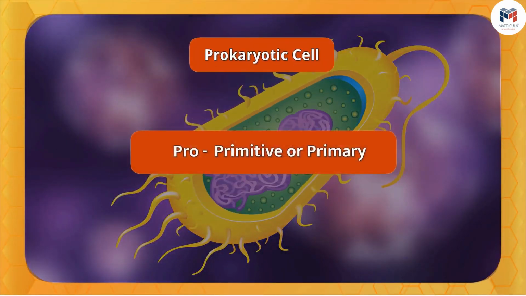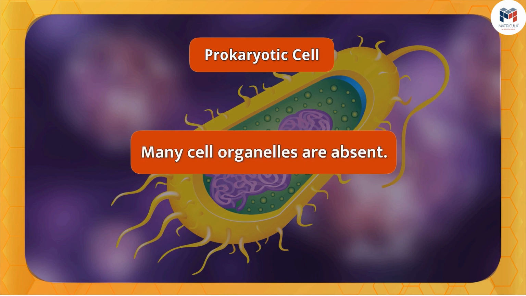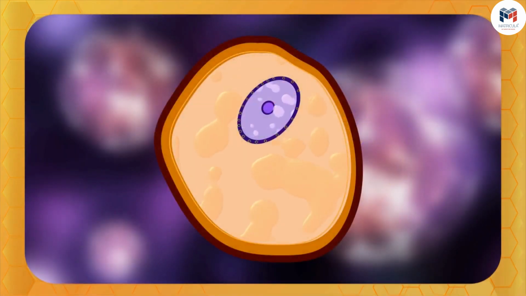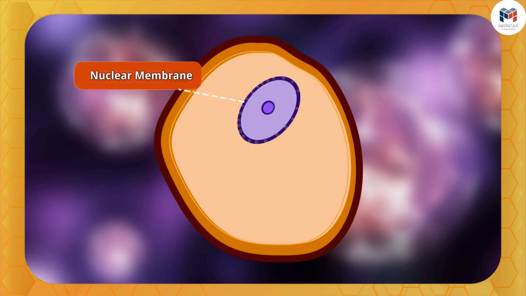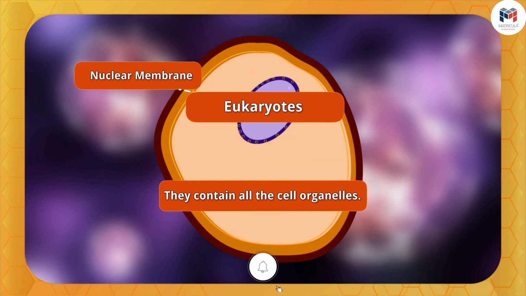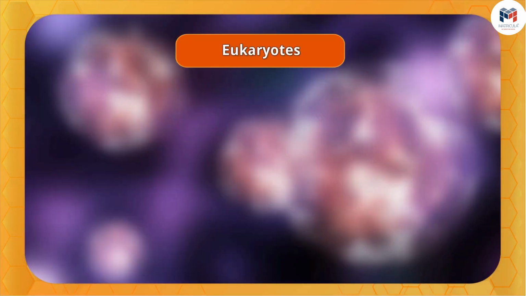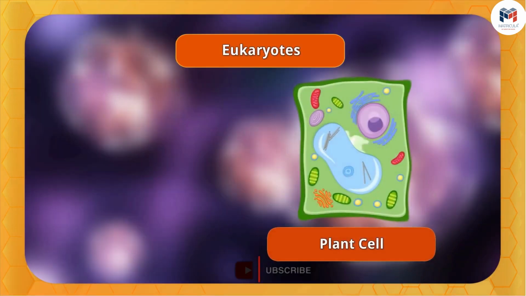Pro means primitive or primary and karyote means nucleus. In these cells, many cell organelles are absent. An organism with cells having a nuclear membrane are called eukaryotes. They contain all the cell organelles. Examples like plant cell and animal cell.